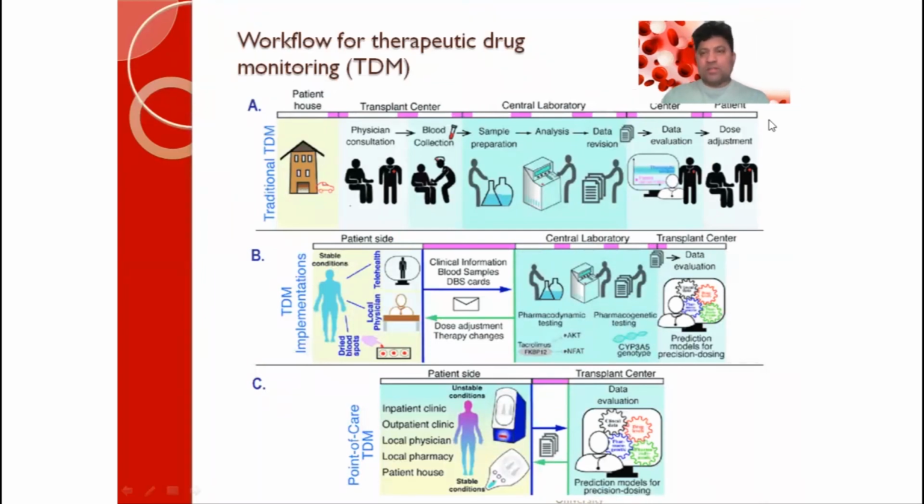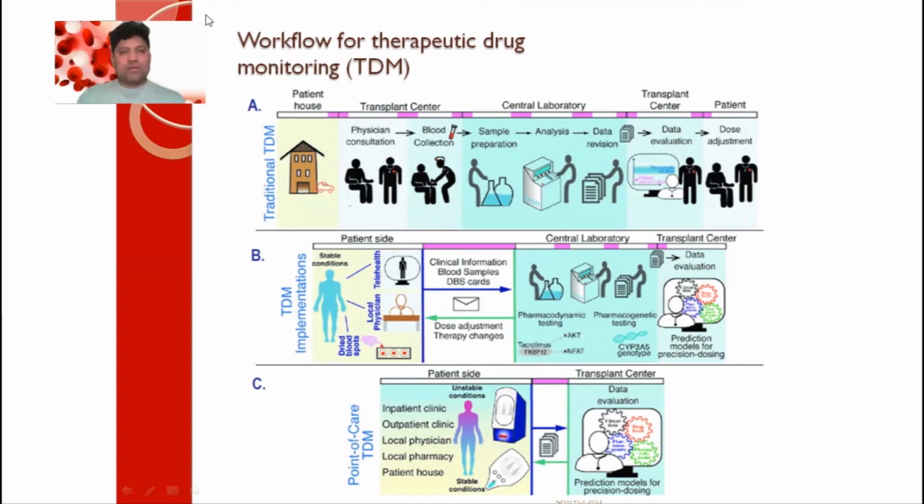Now, I would like to discuss a little bit about the workflow of therapeutic drug monitoring, or the functionality or the operation of therapeutic drug monitoring. There are three main categories of therapeutic drug monitoring: category A, B, and C. Category A was introduced approximately 50 years before, that was then replaced with B, and nowadays, most current technology or most current techniques used in therapeutic drug monitoring fall in category C.